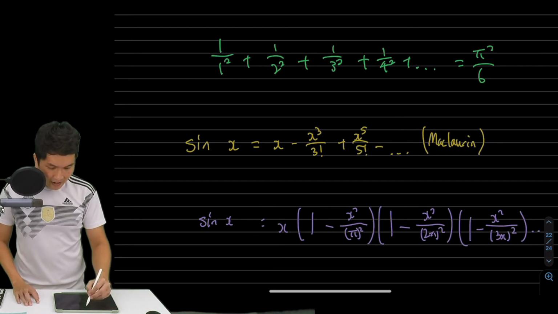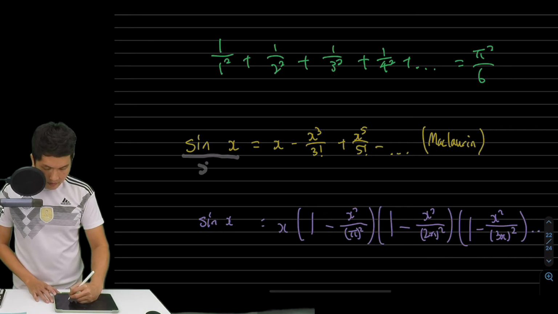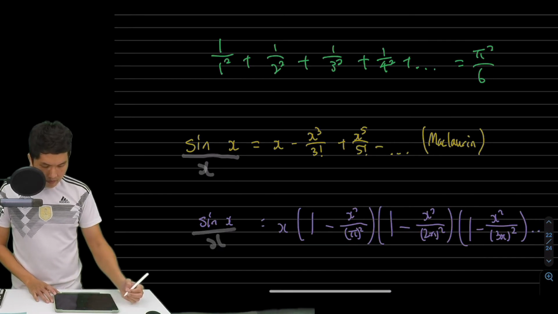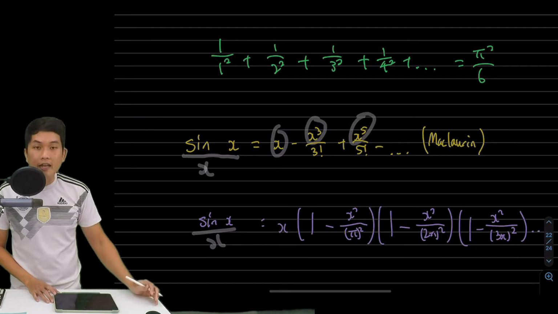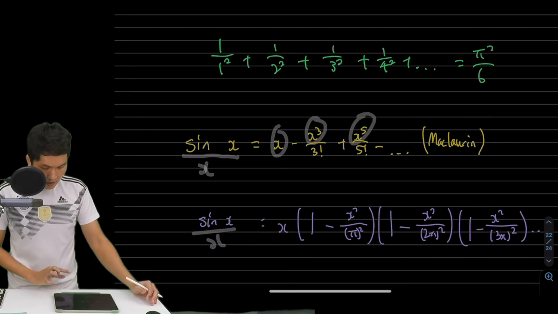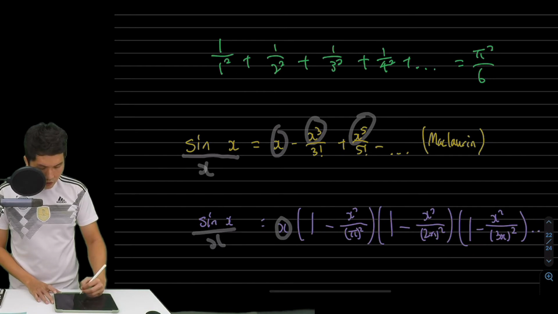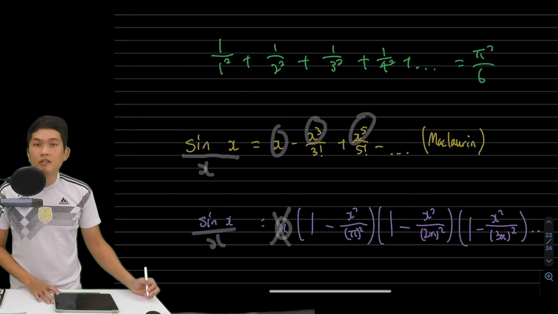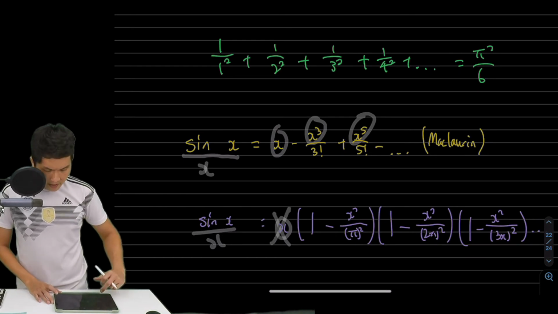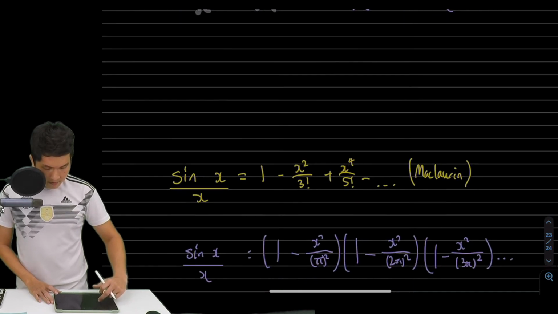First of all, what I'm going to do is divide both of them by x. Take sine of x and divide by x. Okay, so this one becomes 1, this becomes an x squared, this becomes an x to the power of 4. Now for the infinite product, we just need to drop this term. This one just disappears. Okay, so that's relatively easy. So let's look at that.